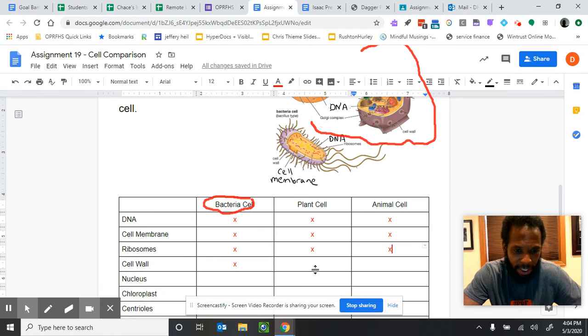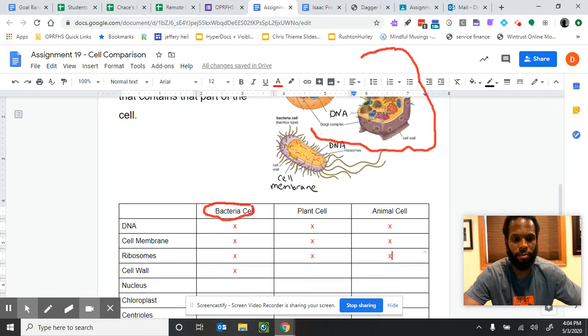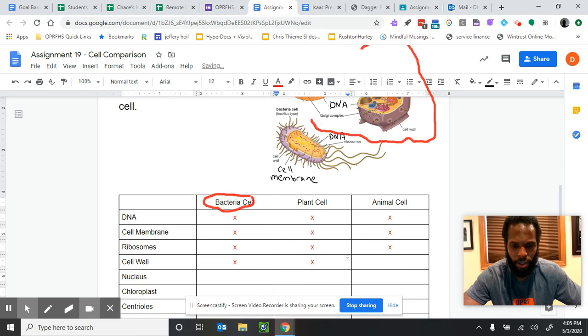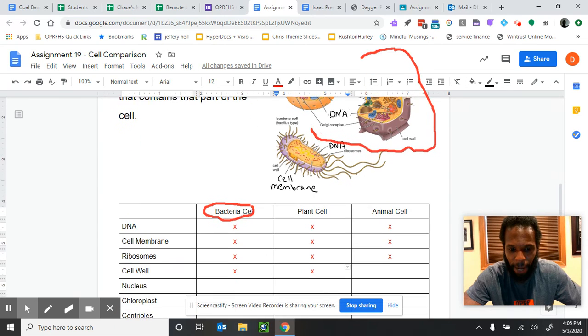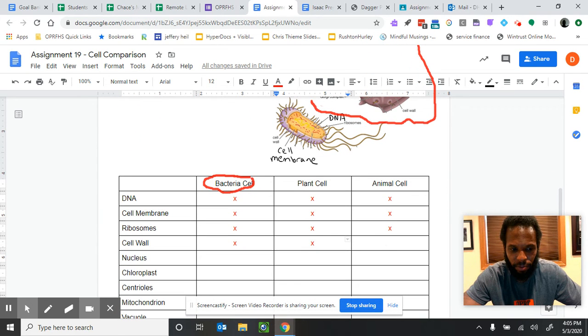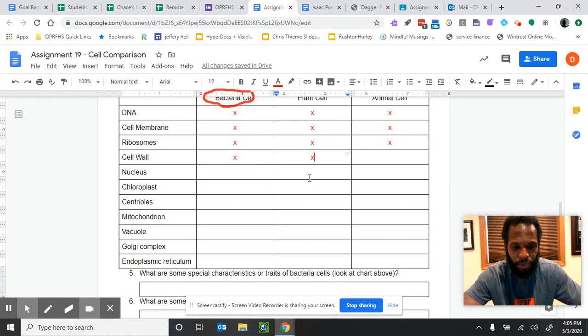Plant cell, does it have a cell wall? Yep, right there. There's a cell wall. The animal cell, does the animal cell have a cell wall? Nope, does not. Leave that one blank. Okay, so you're going to go through the rest of these, filling out your chart over here. I'll give you a hint for plant cell. Almost all these will be filled in. For animal cell, almost all will be filled in, but there's a couple that they don't have in each of them. Okay.